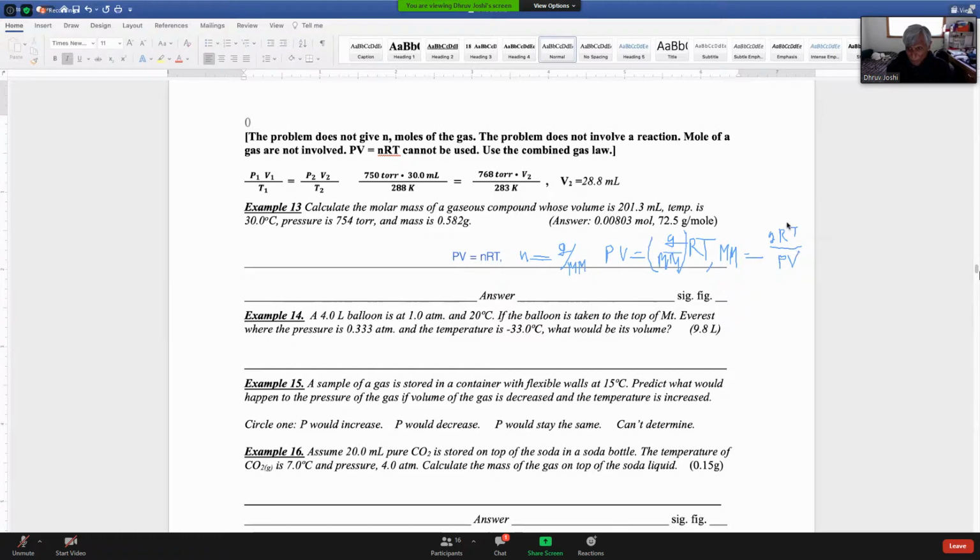Now we just write down all the values that are given here for gRT. You say it's 2RT? How did you get 2? Oh, okay, g. That's grams right there. So MM equals grams are given. This is the mass of gas. Very important. It has to be the mass of the gas. It can't be the mass of liquid or solid. That won't work in this equation. Only gases. So 0.582 grams.